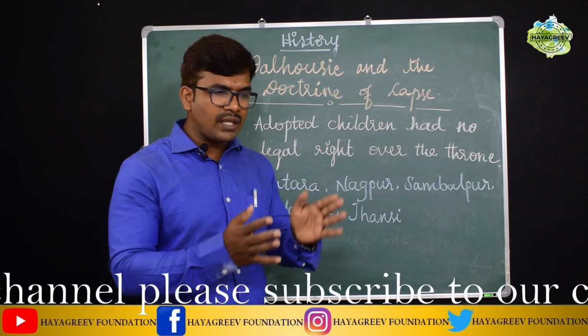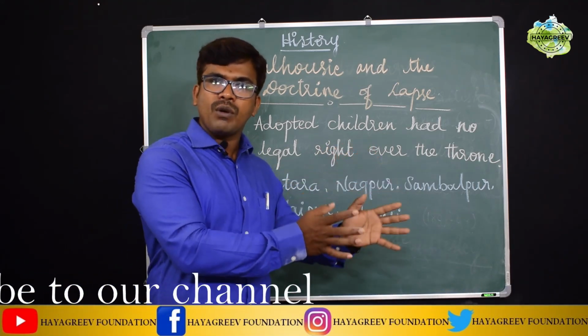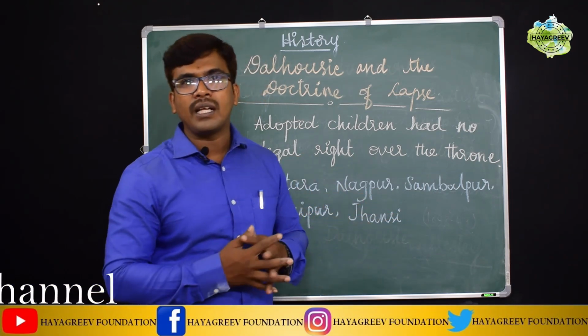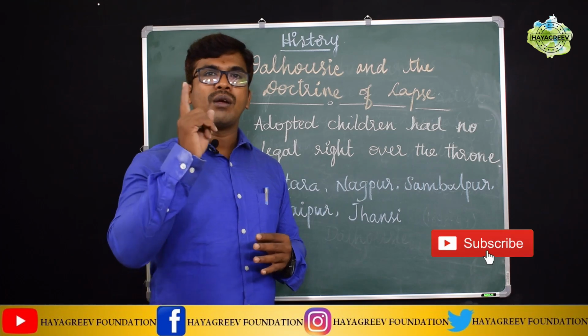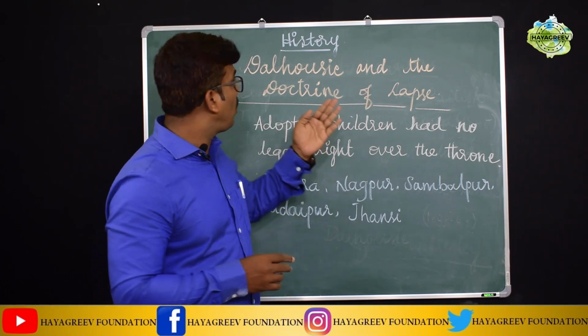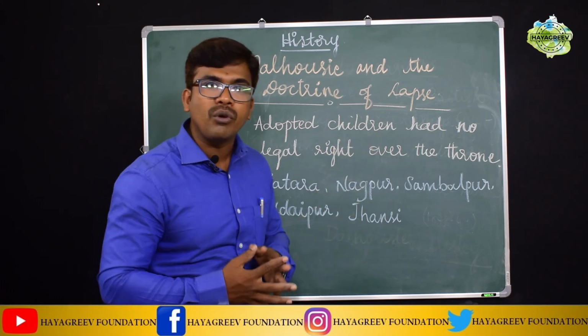This enraged the common people to rebel against the English East India Company. So finally, it resulted in the Sepoy Mutiny. This doctrine of lapse also became one of the main reasons for the Sepoy Mutiny in the future.